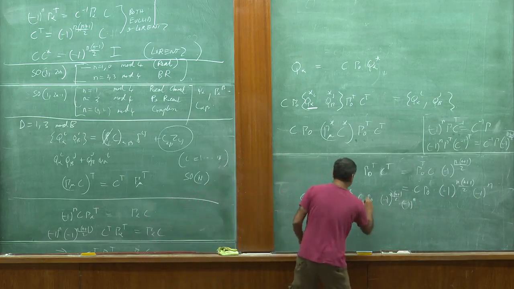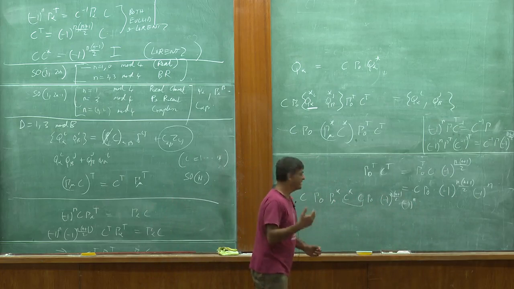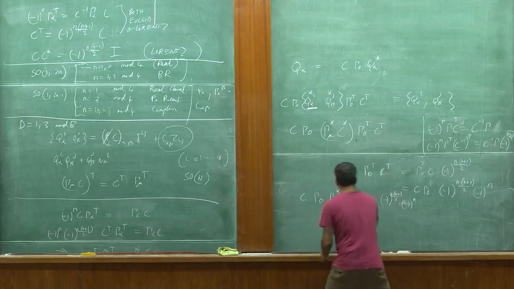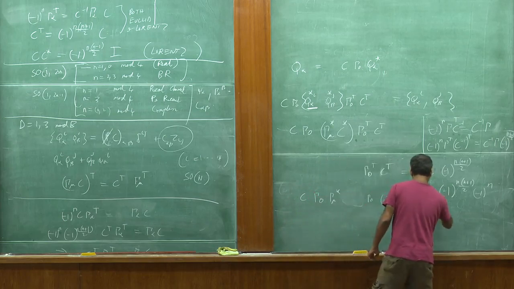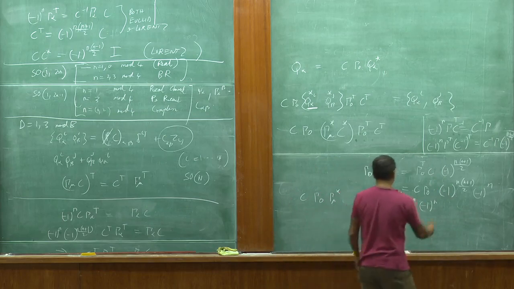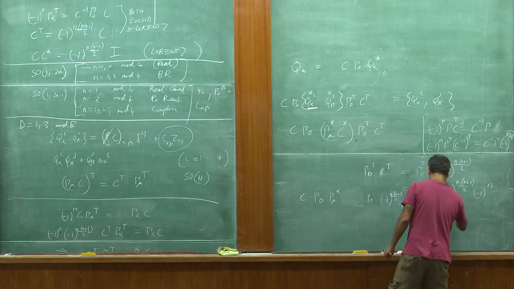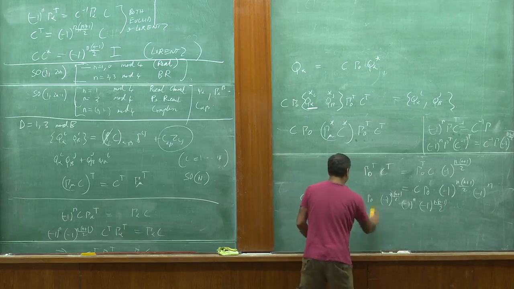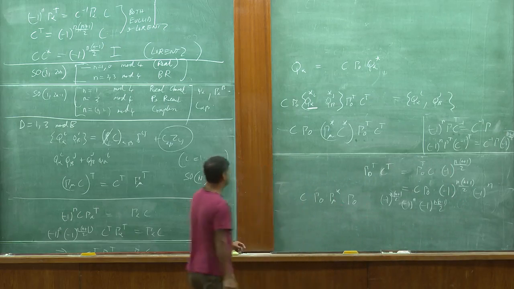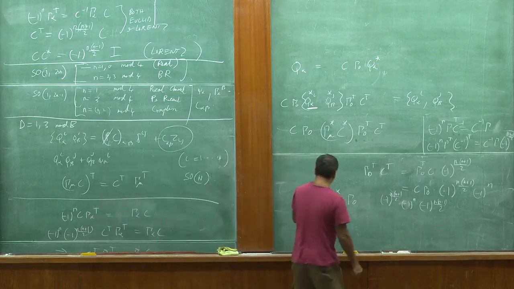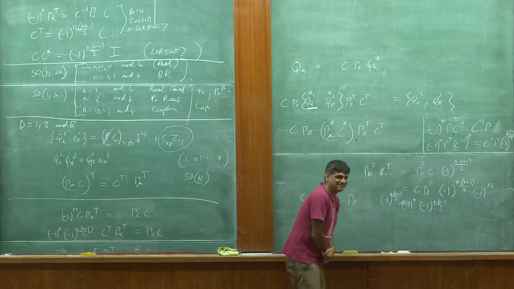Then we use C C star transpose is identity. So this is minus 1 to the power n into n plus 1 by 2, n into n minus 1 by 2. Excellent. So now we've got gamma 0, gamma 0, gamma mu star, gamma 0.